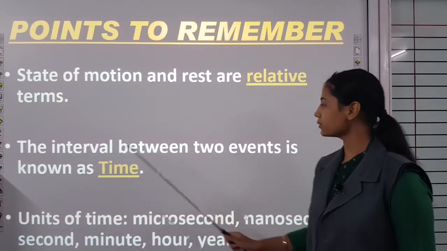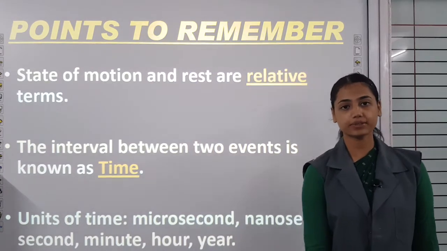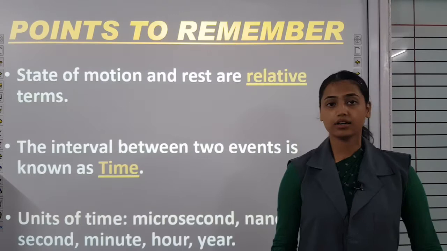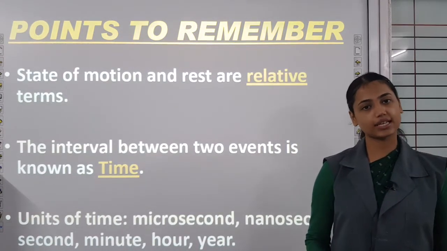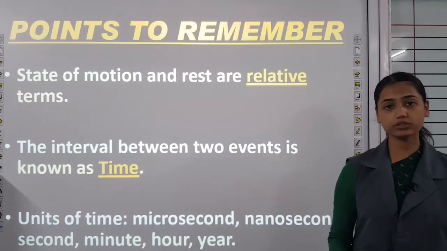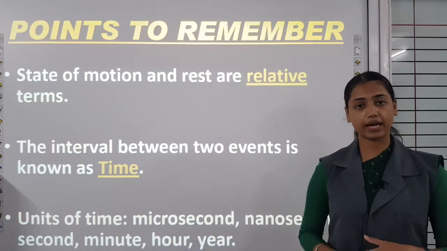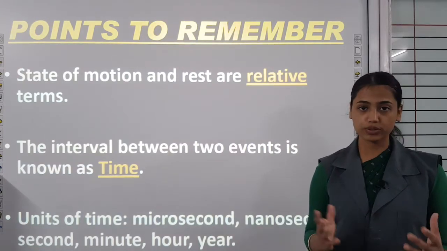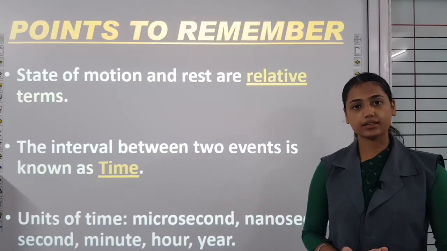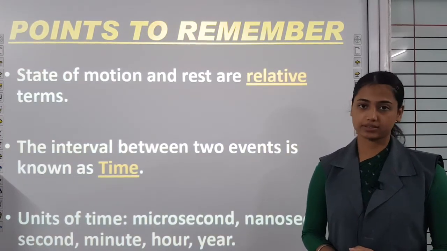Then the interval between two events is known as time. How do you measure time? Nowadays we use wristwatches, clocks, smartphones, computers, laptops. But in ancient times, people did not use these clocks. At that time they used natural phenomena like sunrise, sunset, sundial, then water clock, hourglass, so many devices.